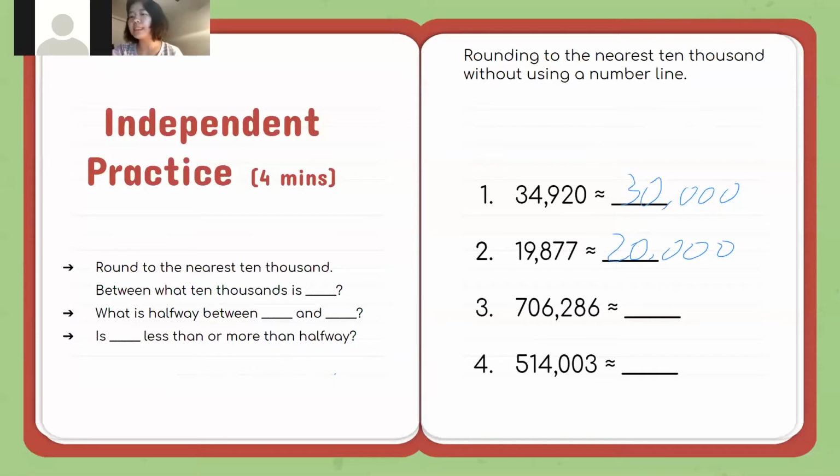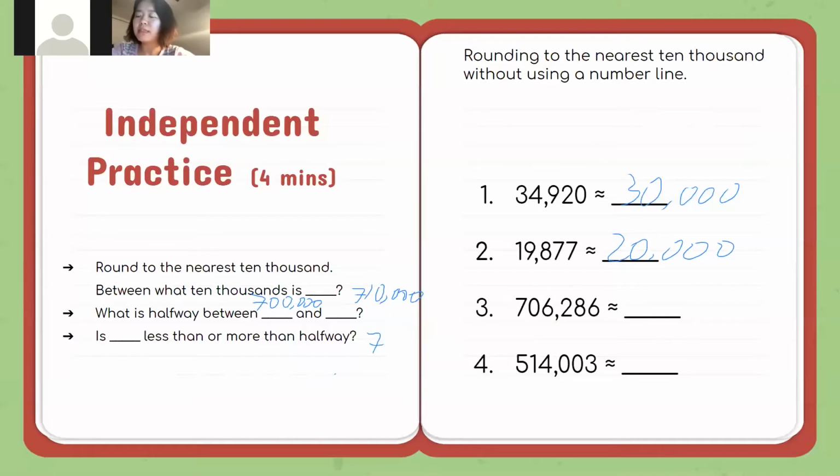Okay, and our third number is 706,286. So round to the nearest 10,000. Between what two 10,000s is 706,286? It will be 70 10,000 and 71 10,000. And what is the halfway between 700,000 and 710,000?